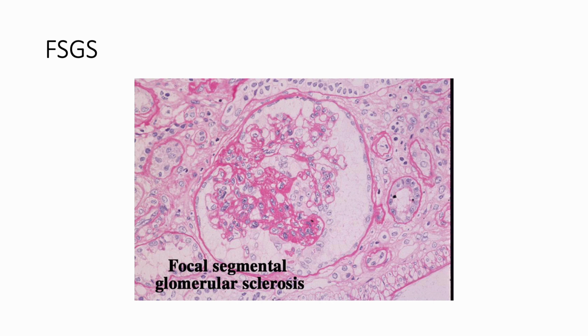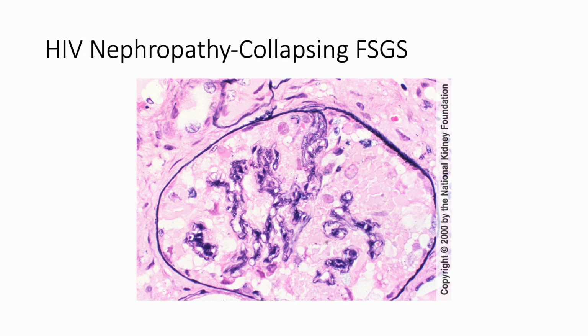Now, this is another example. Here you see the capillary loops are really nice and thin here, and then you see this segmental scar, okay? So it's less than half of the glomerulus. If it were more, we would have called that global sclerosis. And this is the case in our patient, collapsing FSGS in HIV nephropathy.